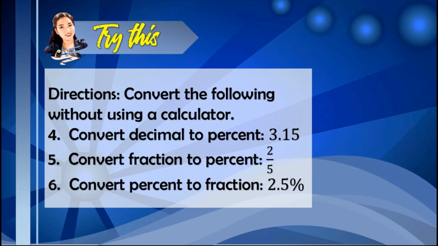Let's check our work. Item number 4, we have 315%. Item number 5, 40%. And item number 6, 1 over 40. Were you able to get all of these items? If yes, very good.